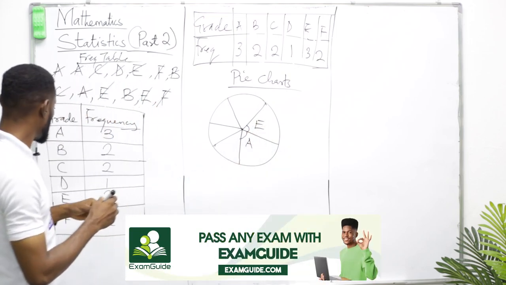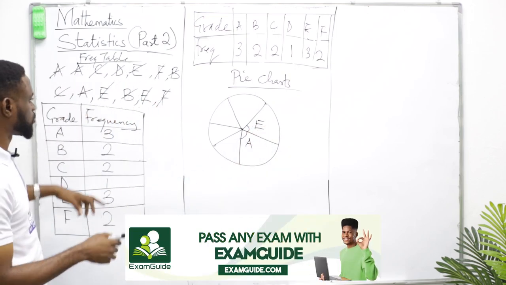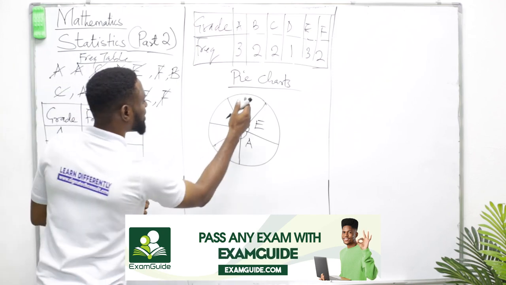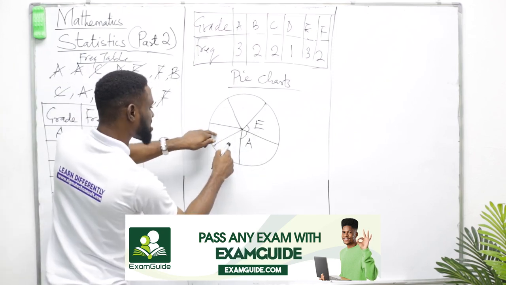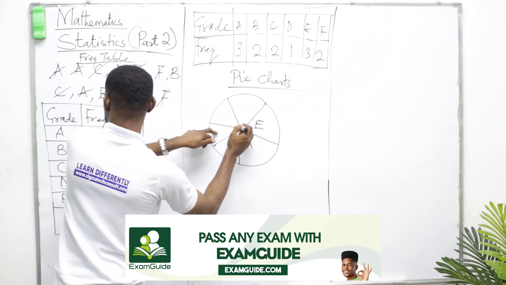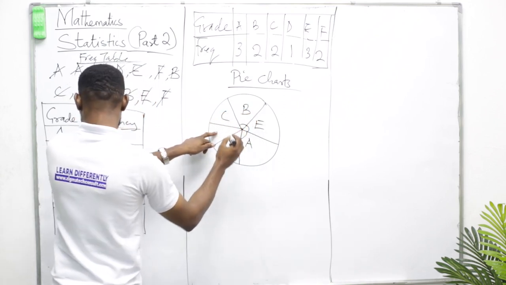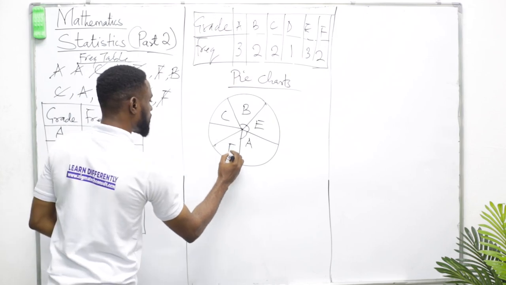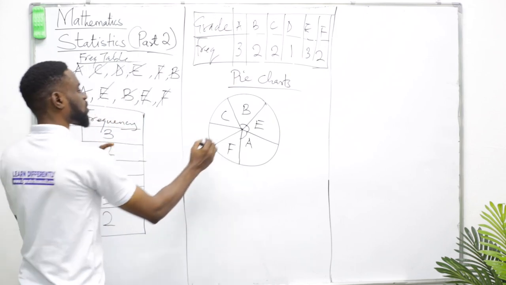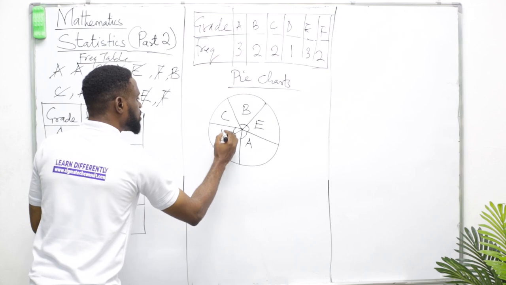okay? Then we have 2, 2, 2. As the same thing, I think this and this, they are the same. This is like the smallest, so this can be B, this can be C, this can be F. Then our D, which is just one, can take the smaller one, D.